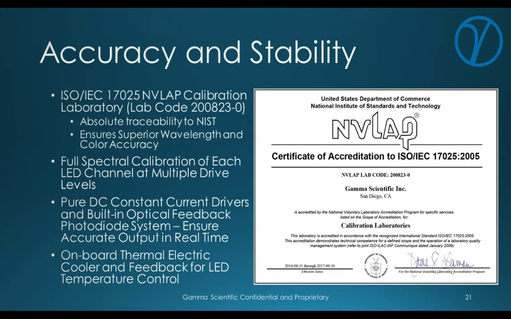And again, those pure DC constant current drivers coupled with the optical feedback ensure that we're able to provide a radiometrically stable output within less than 0.1%. And our absolute traceability to NIST is an uncertainty of plus or minus 1%. So absolute accuracy within 1%, but the repeatability and stability much better, even a fraction of a percent.